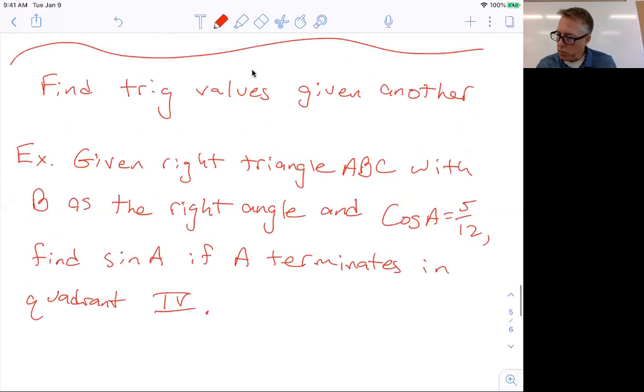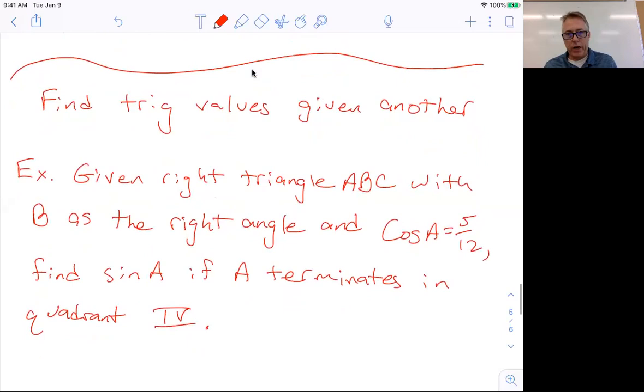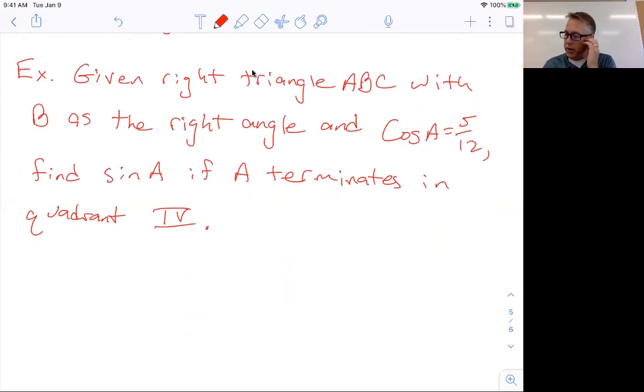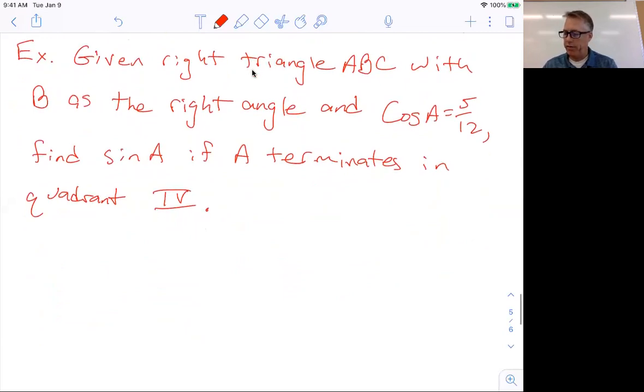All right, so again, we are going to find a trig value given another trig value. So we're given this information. We're given a right triangle ABC with B as the right angle, and the cosine of A is 5/12. Find the sine of A if A terminates in quadrant 4. Here's what we want to do first. Draw an XY axis.